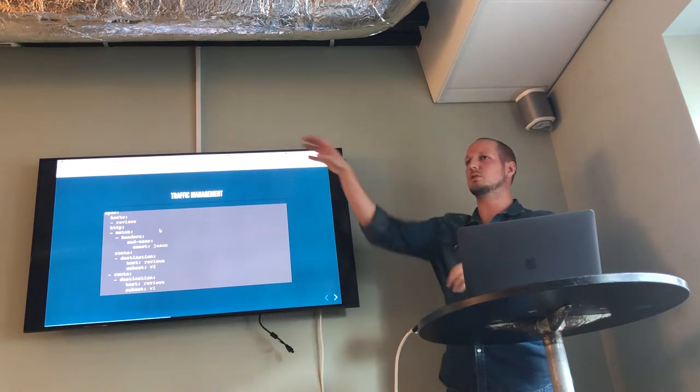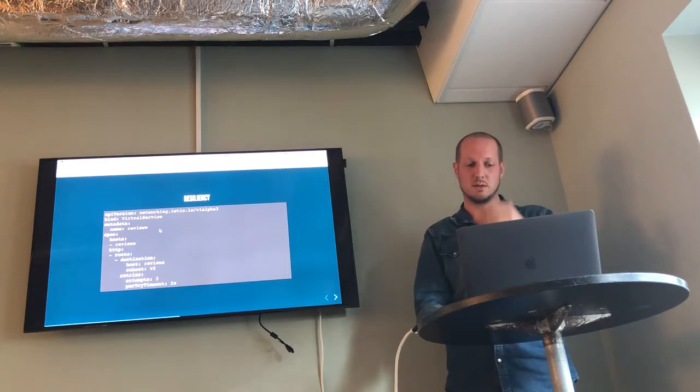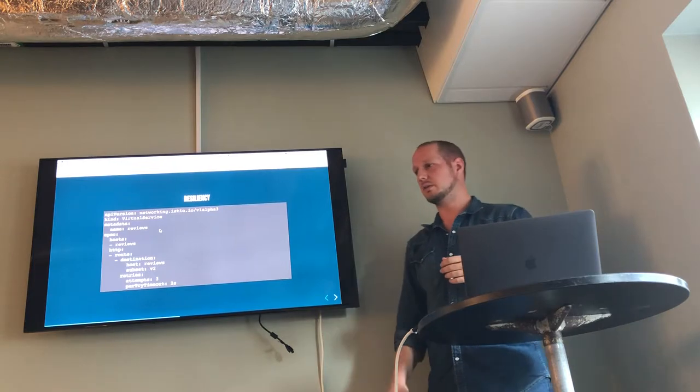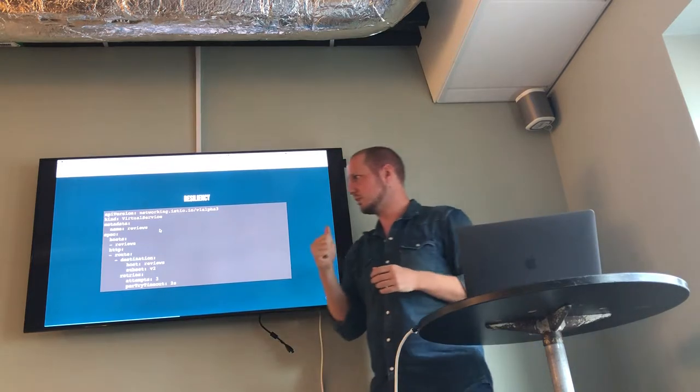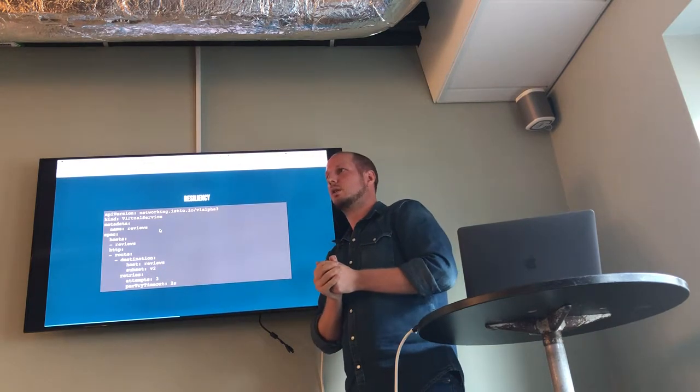You don't have to SSH into the host. And this is one of my favorites, because after three times of re-implementing retries, you just get tired of it, especially if you don't get it right. So this is how you do retry.